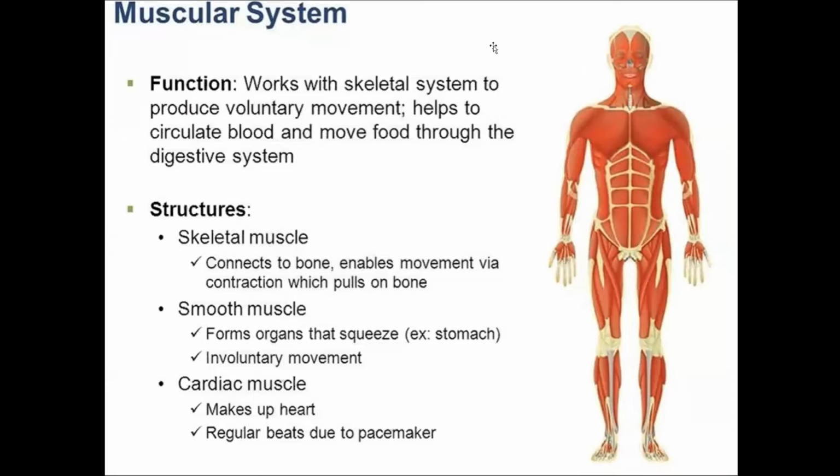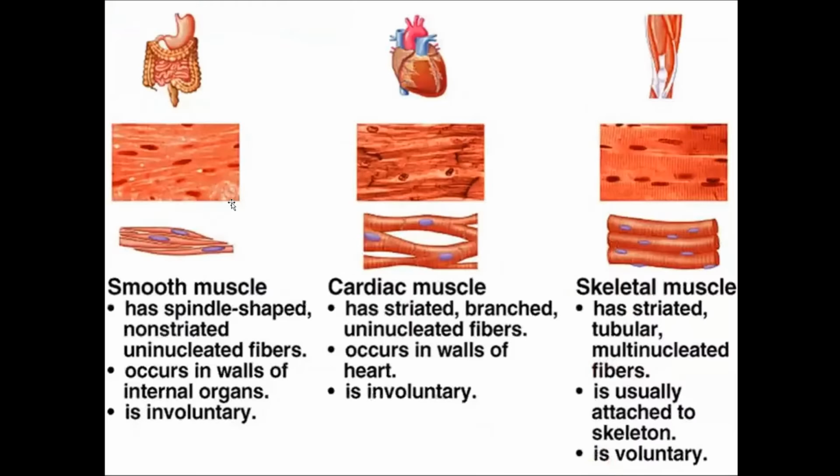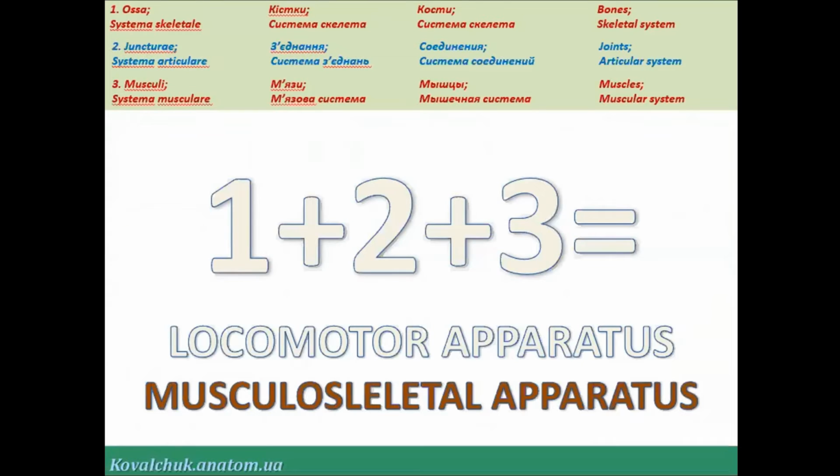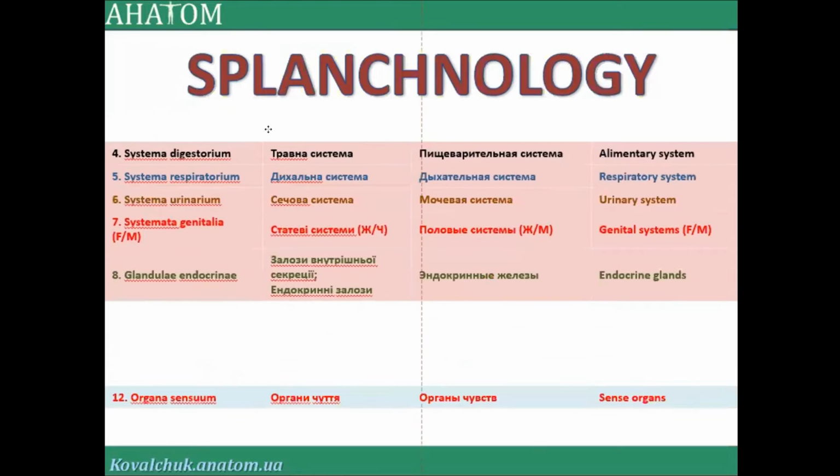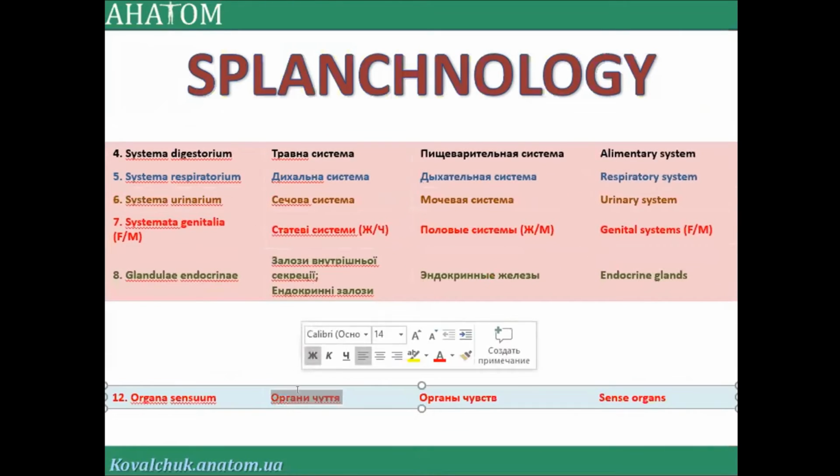So muscle system, muscular system has a function. It works with the skeletal system to provide voluntary movements, helps to circulate blood, and moves food through the digestive system. It has three types: skeletal, smooth, and cardiac muscle. And these are different in histological vision, and together the locomotor apparatus, it's a musculoskeletal apparatus or musculoskeletal system.